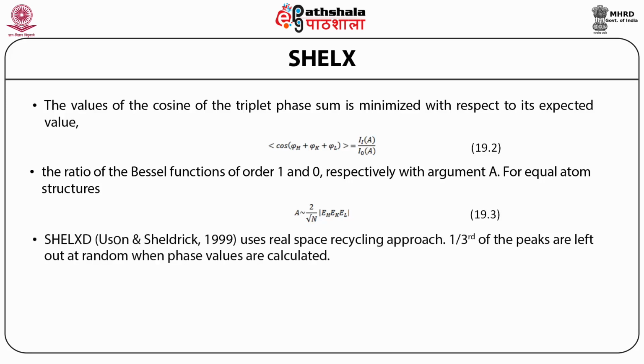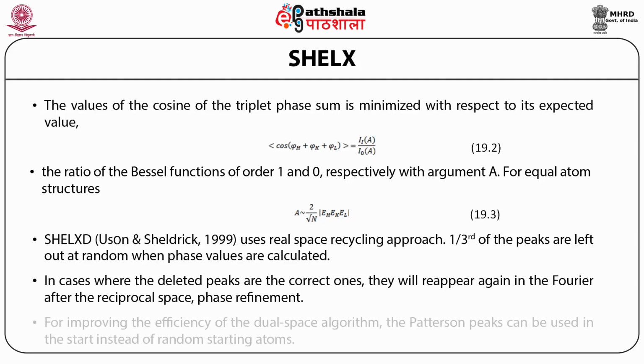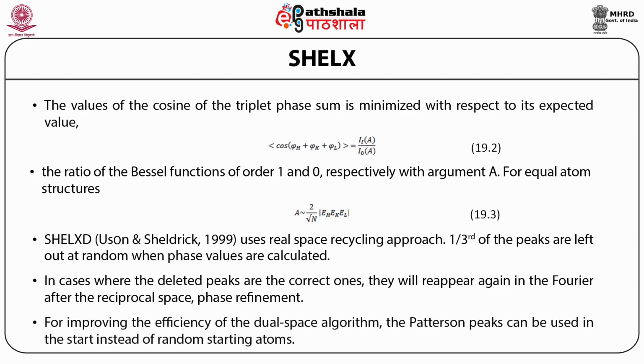SHELX-D uses a real space recycling approach. 1/3 of the peaks are left out at random when phase values are calculated. Here, both the electron density modification is done in real space and phase value refinement is done in the reciprocal space. In cases where the deleted peaks are the correct ones, they will reappear again in the Fourier after the reciprocal space phase refinement. For improving the efficiency of the dual space algorithm, the Patterson peaks can be used in the start instead of random starting atoms.